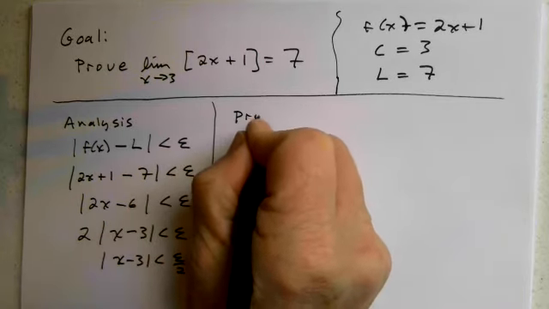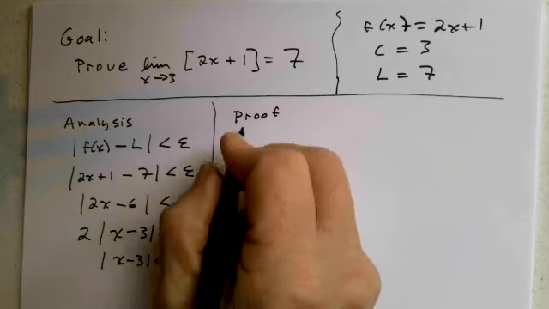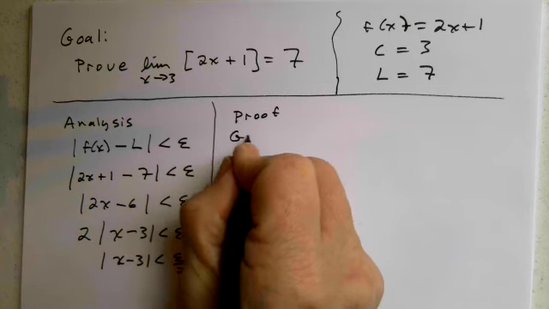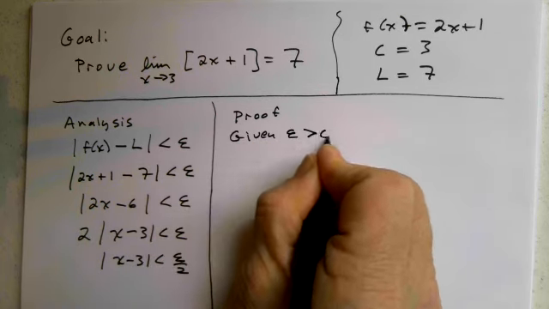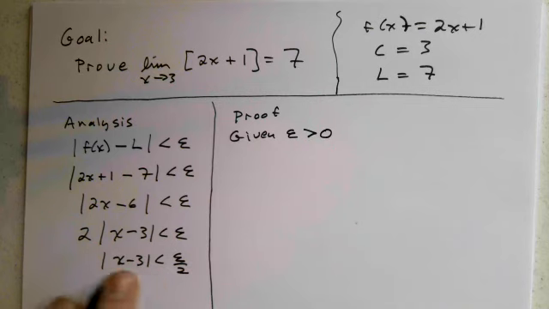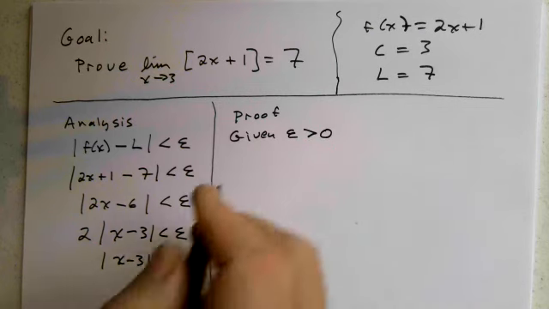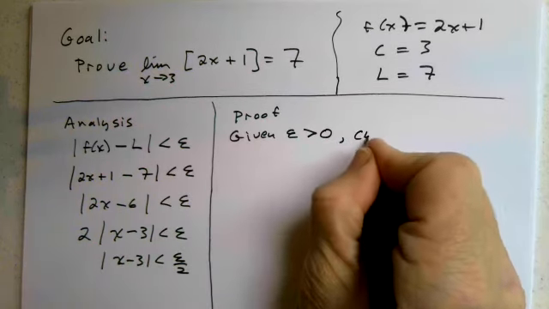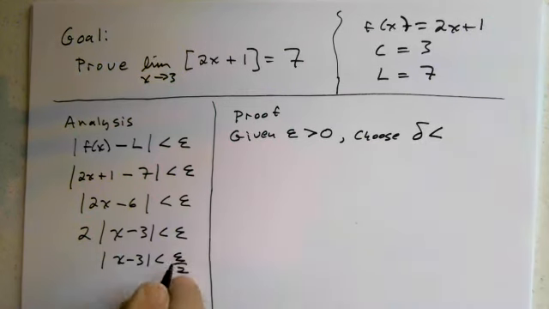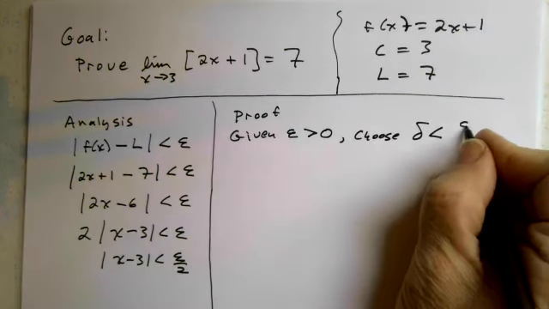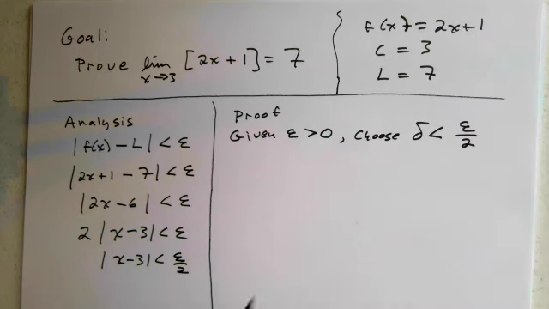Proof. Given epsilon greater than 0, that is going to be the delta that I want. I'm going to choose delta less than what we have here, epsilon over 2. Okay. Choose delta to be epsilon over 2.